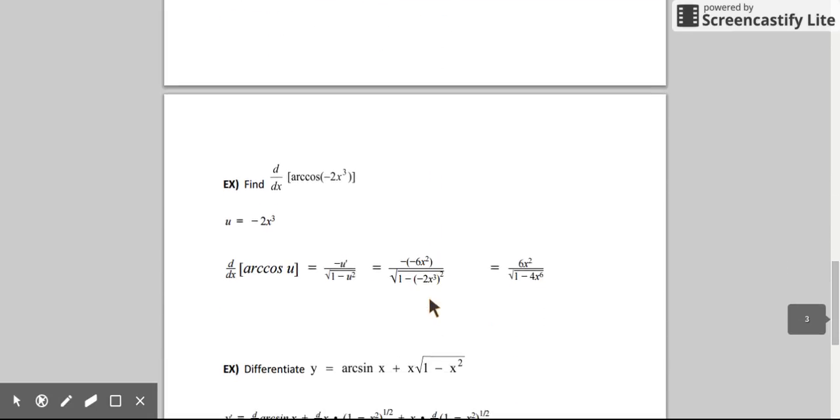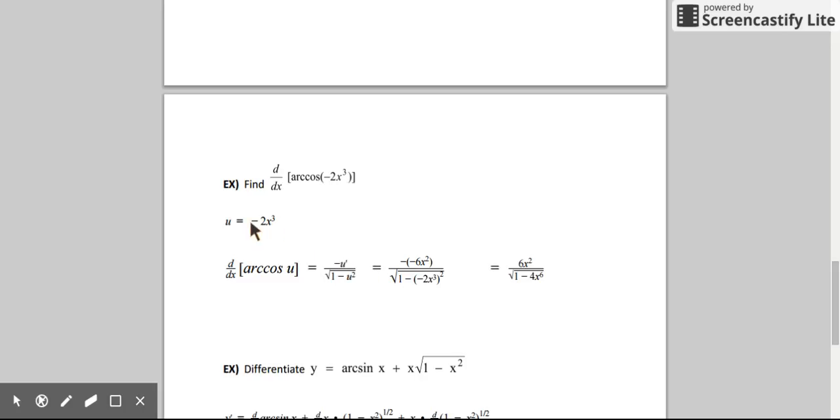Here's another example, this time using arc instead of that -1. So this is the inverse of cosine of -2x cubed. So I'm going to say that my input, -2x cubed, is in place of u. And the derivative form of the inverse, or arc cosine, is the opposite of the derivative of the input divided by the square root of the quantity 1 minus the input squared. So be careful with that opposite or negative symbol right there.